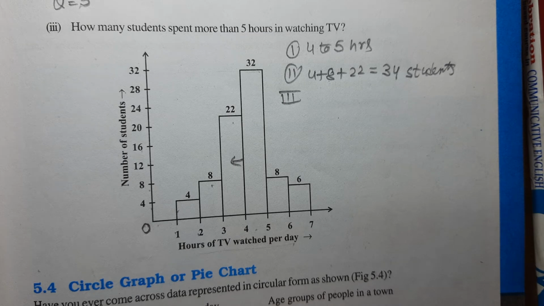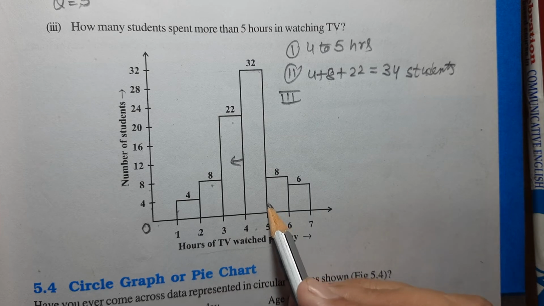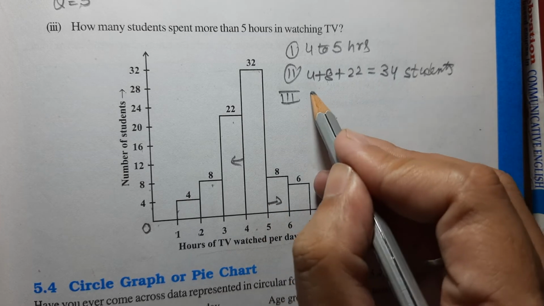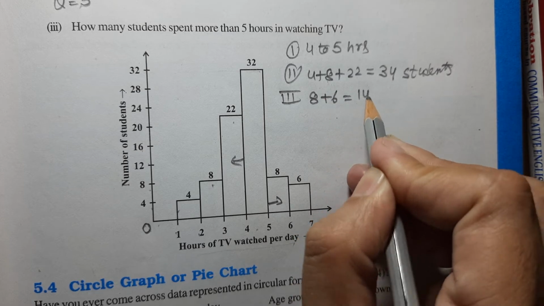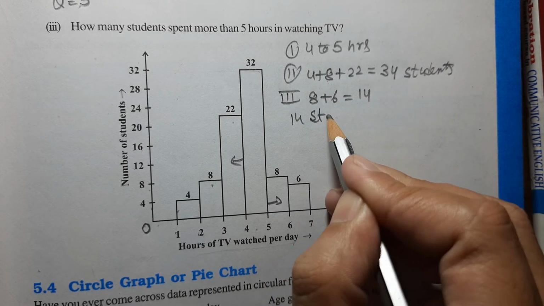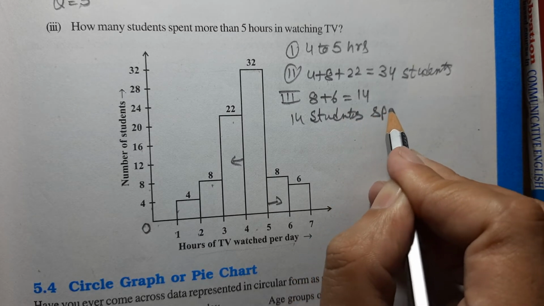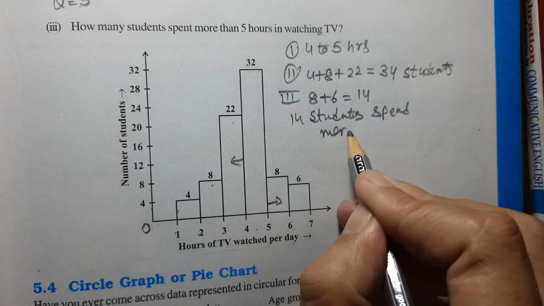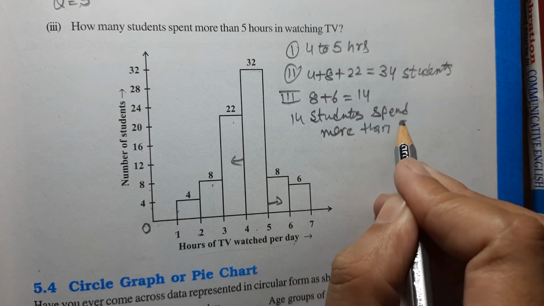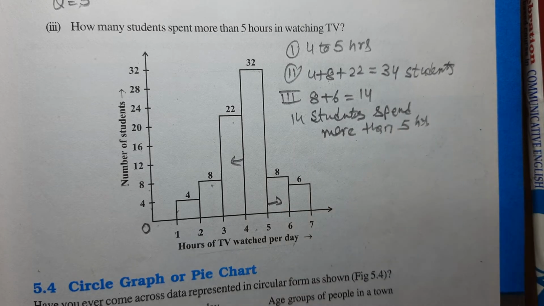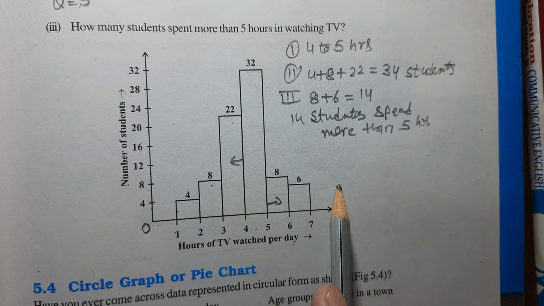Now the last part, what the question says, you can read. How many students spent more than 5 hours on watching TV? More than 5 hours. See, 5 hours. So count it. 8 plus 6 is equal to 14. So 14 students spend more than 5 hours watching TV. So from this bar graph, the histogram, we can analyze very easily. It is less than 4, it is more than 5, and you were able to do the question very easily.